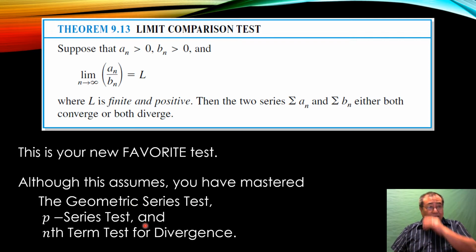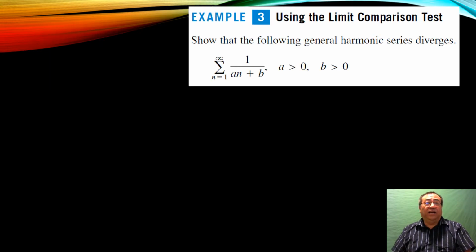P-series tests are usually pretty straightforward. The n-term test for divergence requires that you know how to take limits, and so does this one. You have to be able to take limits. So this is a nice little review of how to take limits as n goes to infinity. Alright, let's continue.